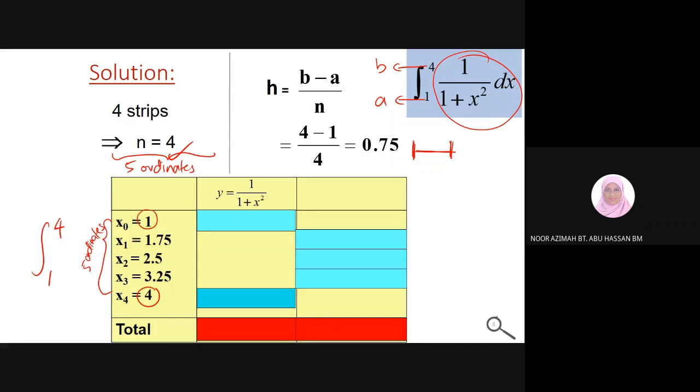Okay, so kalau x0 yang pertama start at A, which is 1, then the next one will be you add on 0.75 to it. So 1 plus 0.75, 1.75, and then you add on another 0.75. Finally, you should end up at your B. This is at your A, this is at your B. Okay, so now you are done with your first column.